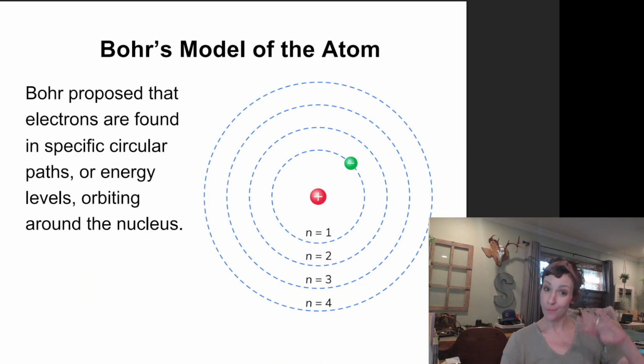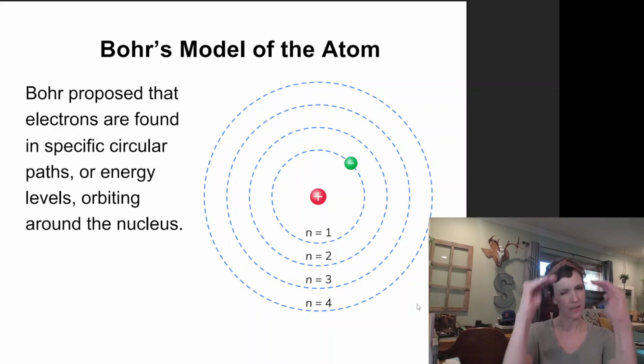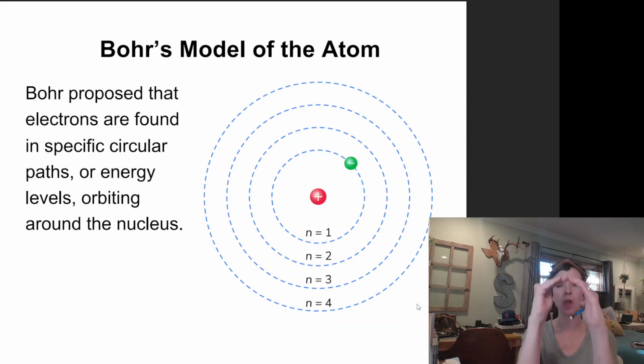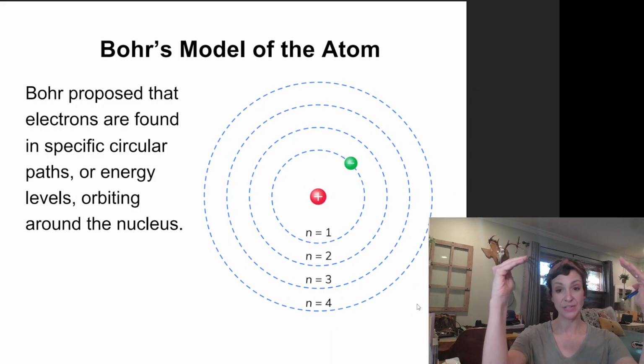So let's go back to Bohr's model of the atom, which once again was the last model of the atom that we started to look at with our first lesson on the development of the atomic theory. So Bohr was the guy who proposed that electrons are found in these specific circular paths or energy levels orbiting around the nucleus. He thought that, okay, the closer to the nucleus you are, the lower the energy of the electron, and the further away from the nucleus you are, the higher the energy.